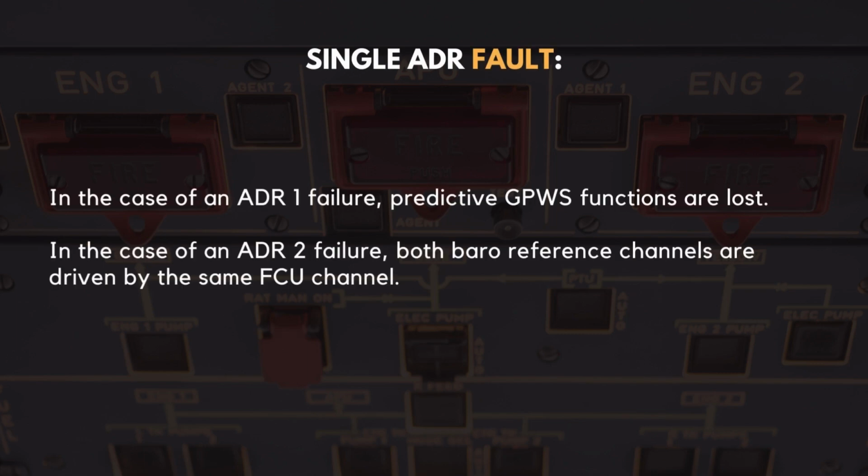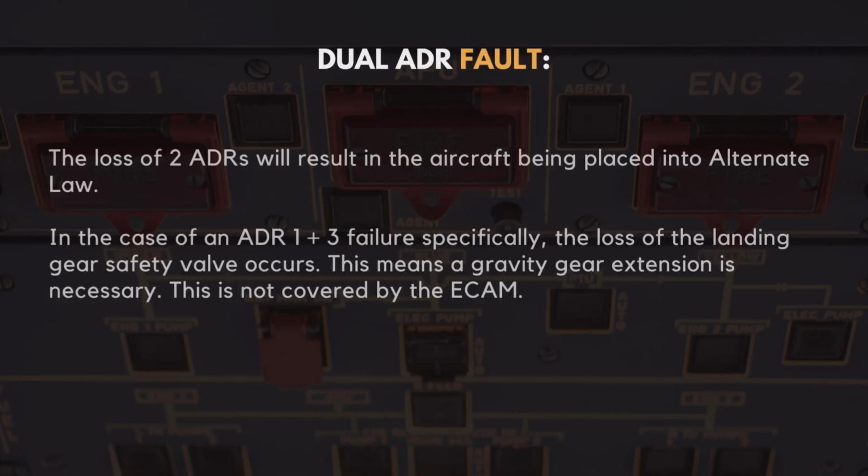In the case of an ADR1 failure, predictive GPWS functions are lost. In the case of an ADR2 failure, both baro reference channels are driven by the same FCU channel. The loss of 2 ADRs will result in the aircraft being placed into alternate law. In the case of an ADR 1+3 failure specifically, the loss of the landing gear safety valve occurs. This means a gravity gear extension is necessary. This is not covered by the ECAM.